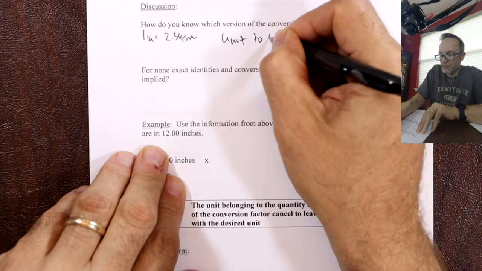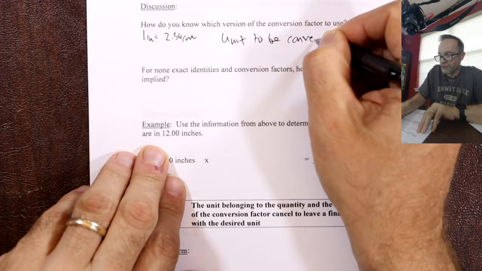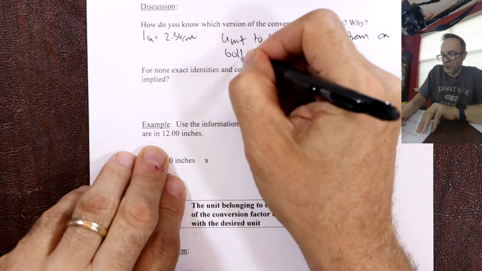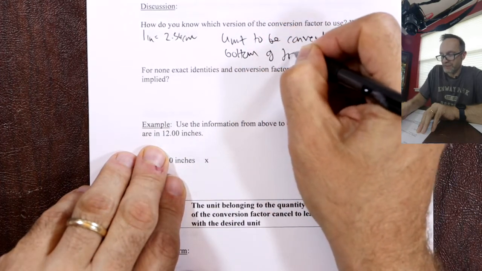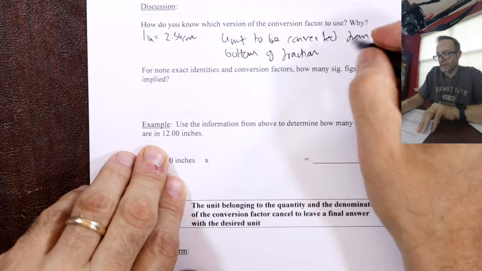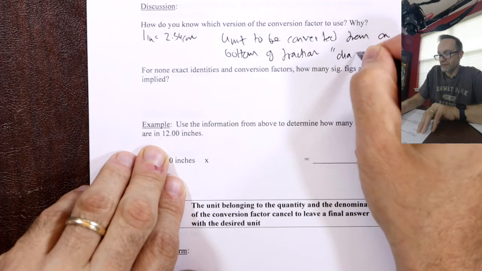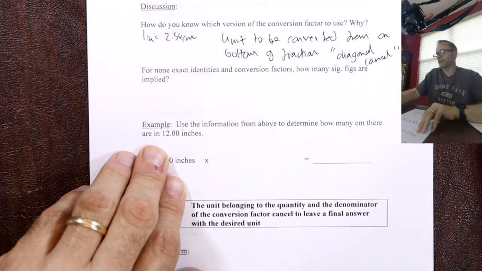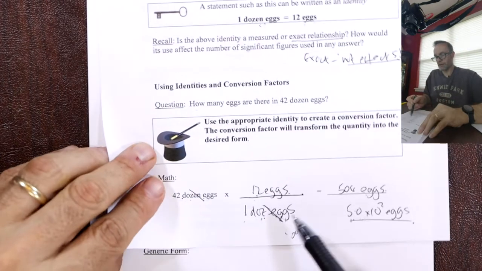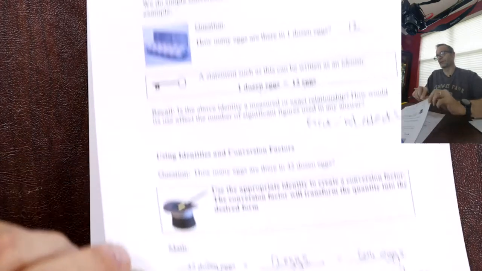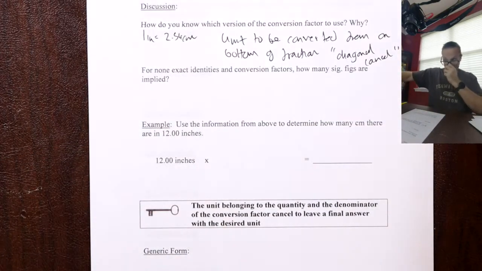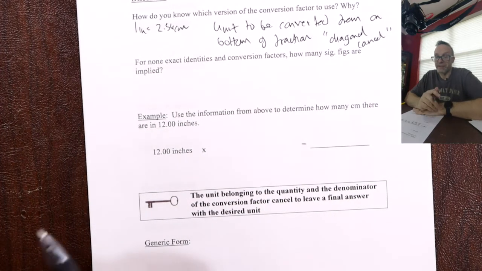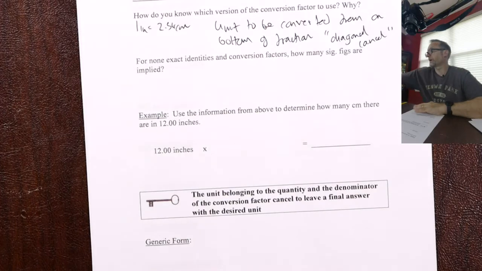Unit to be converted from on bottom. That's the denominator of the fraction. Okay, and it cancels diagonally if you remember, with the thing you're converting from. So that's a nice way to think about it. So then you choose the right fraction. So that's an easy way to choose the right fraction.